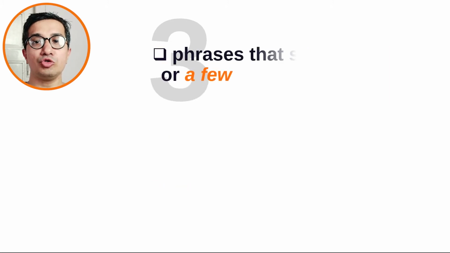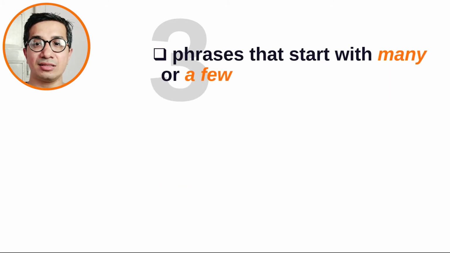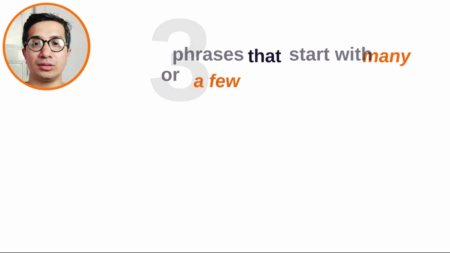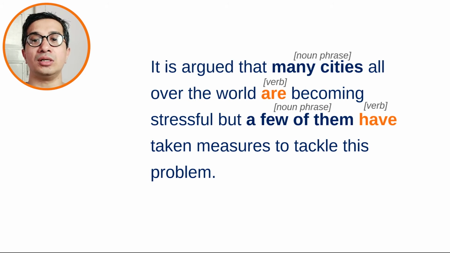Next, we also use plural nouns in phrases that start with many or few. For example, it is argued that many cities all over the world are becoming stressful, but a few of them have taken measures to tackle this problem. Many cities are, few of them have.